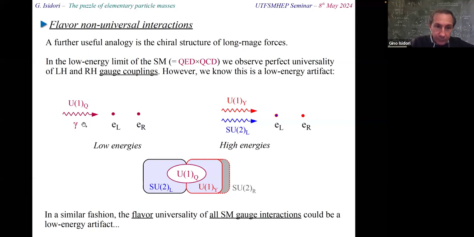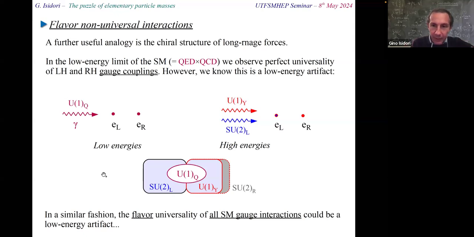And even the photon, our long-range force, is not associated with a single field at high energy. It's a combination of hypercharge and SU(2) left. Of course, this is something that we all know, but something similar could happen also for flavor. You don't need to tune the charges of these two particles to have something identical at low energy. This comes automatically from the symmetry breaking structure. When you have two groups and you break down to the diagonal subgroup, you automatically select the same charges, here for the photon.